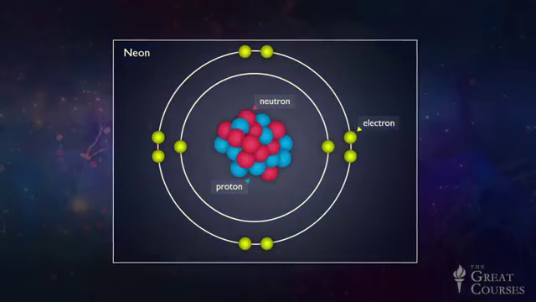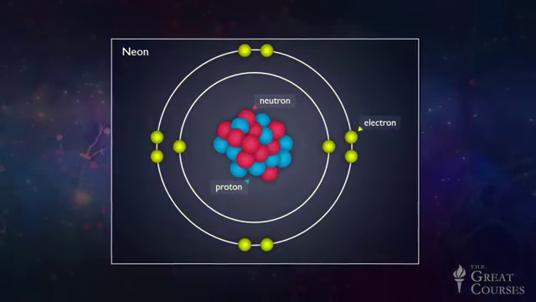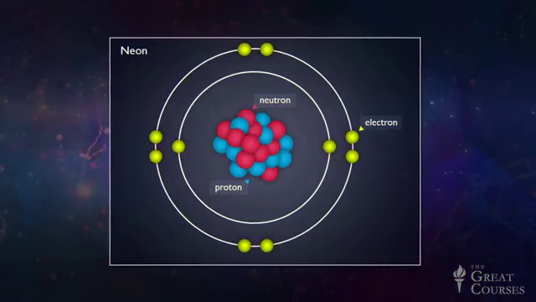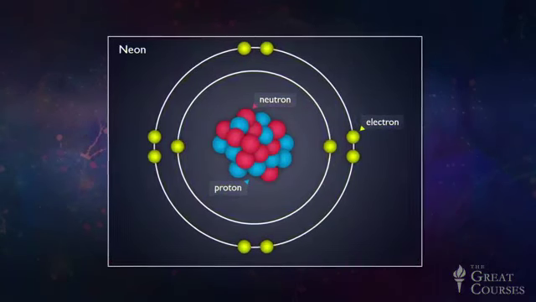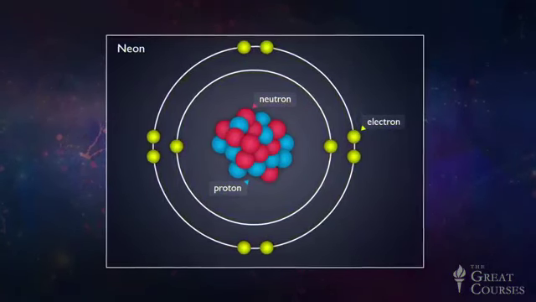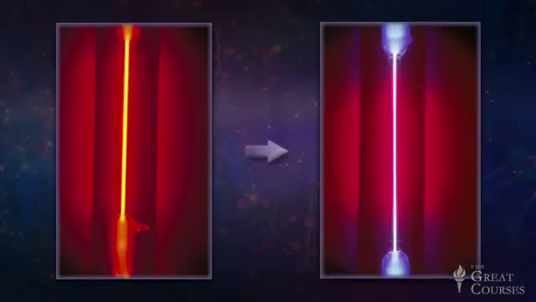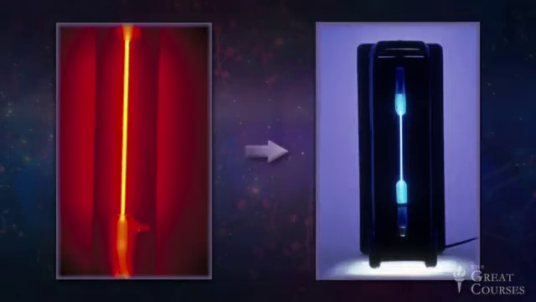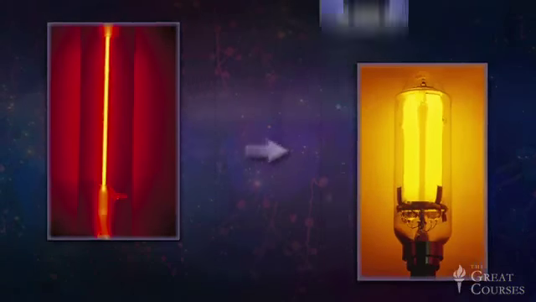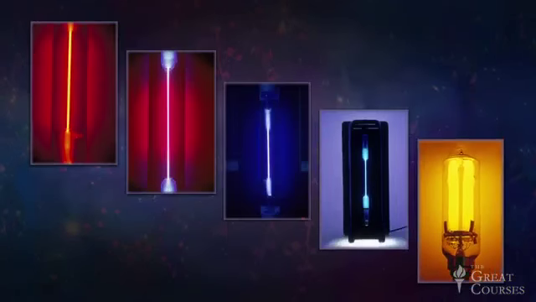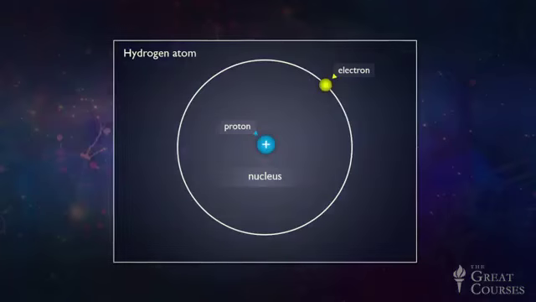For example, a neon atom has electrons with different energies from hydrogen, so the changes in energies and the light involved are different as well. This is why a neon light has a different color from a hydrogen light, or an argon light, or a mercury light, or a sodium lamp. The different elements involved give off different energies or colors of light.